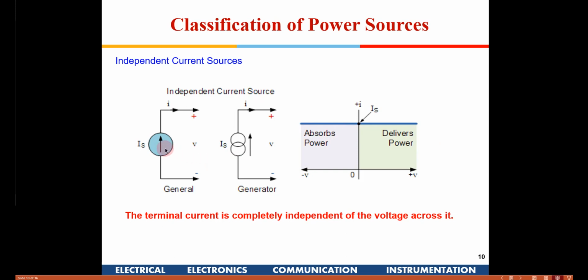And whenever a source is delivering power, we take the power to be V into I, and we give it a positive sign. Whereas if the current is going into the source, then V into I, we take it as minus I, and the total power we have is a negative power. Okay, a negative power only indicates that the source is absorbing power, right?